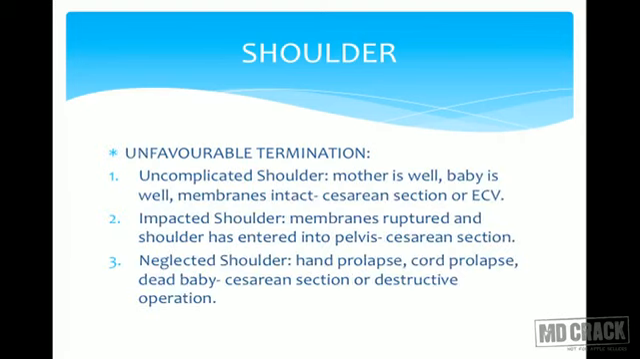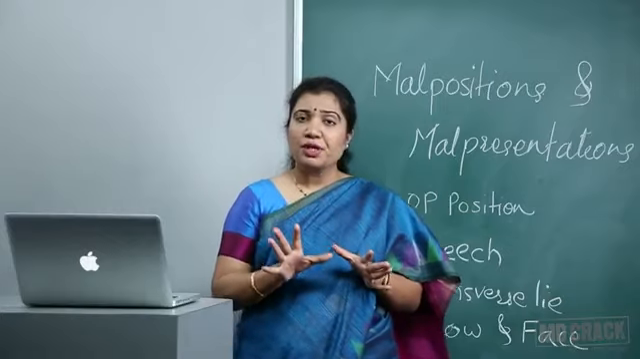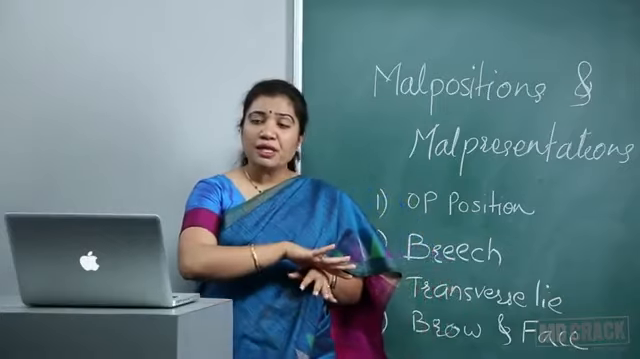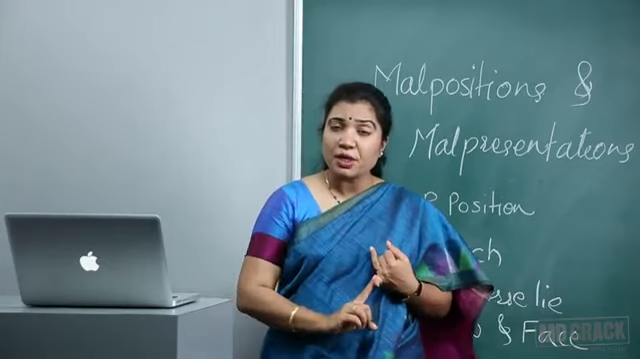Unfavorable terminations, what happens? There can be uncomplicated shoulder presentation, meaning shoulder presentation is there, but when the mother comes to us she is fine, the baby is well, membranes are intact, and she is either in early labor or not in labor. If she is not in labor, then we can try external cephalic version if the liquor is adequate.